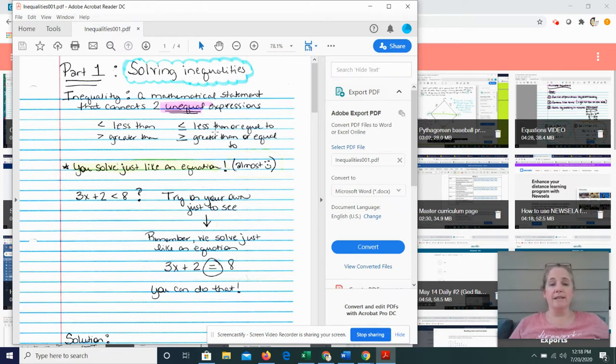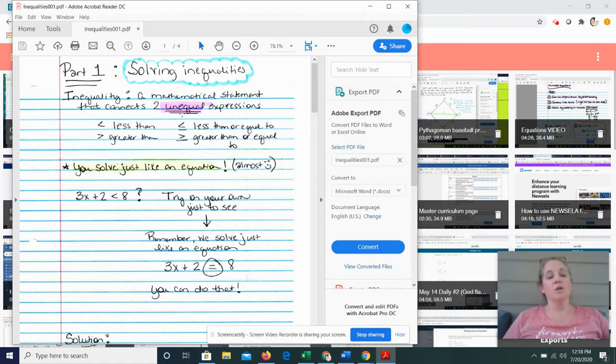So, what is an inequality? An inequality is just a mathematical statement that connects two unequal expressions. And that probably sounds familiar because it's almost the exact definition for an equation, because an equation was a mathematical statement that connected two equal expressions. So the only difference is this word right here.